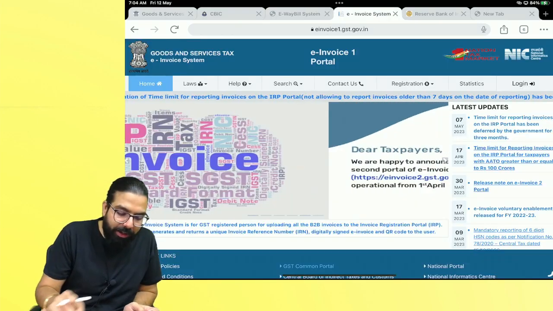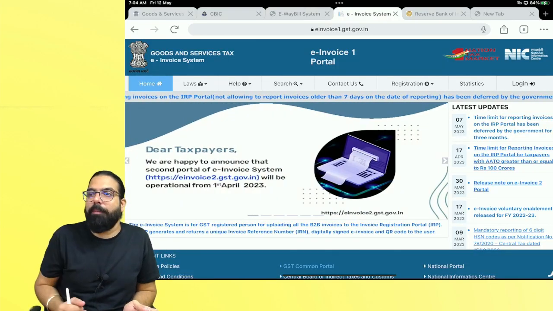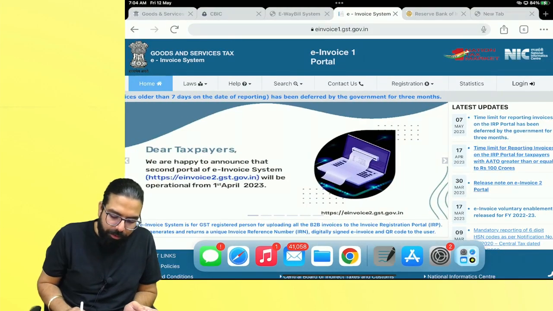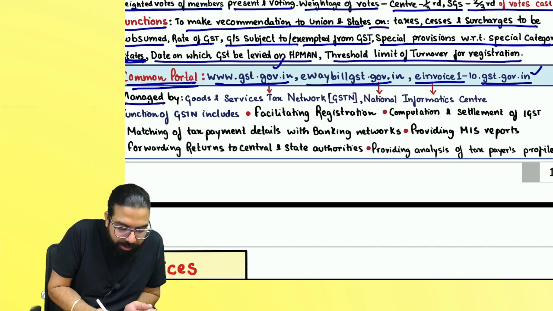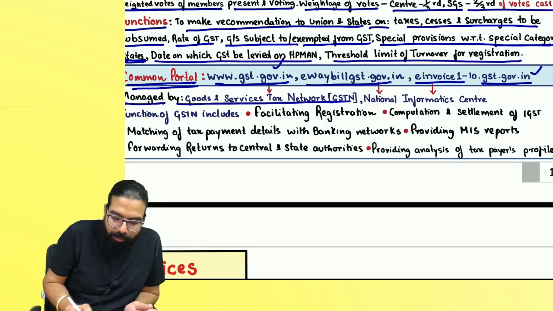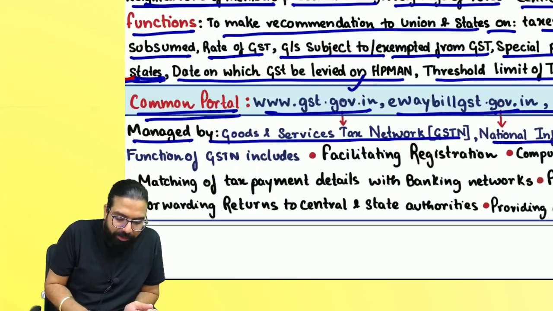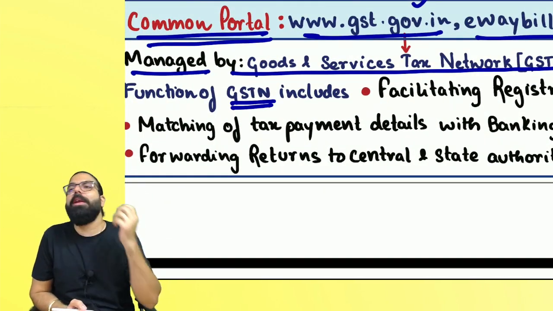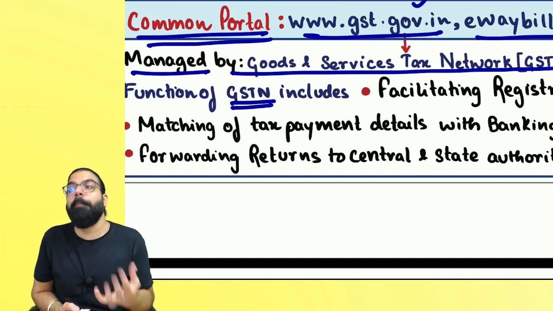The next one over here is the e-invoicing portal. The e-invoice portal again is managed by NIC. Are we clear, everyone? Please come to your chart. See over here. It is managed by whom? Goods and Service Tax Network. These two are managed by whom? National Informatics Center. Now, this Goods and Service Tax Network, which manages the GST.gov.in, what is the primary work of the Goods and Service Tax Network, the company?